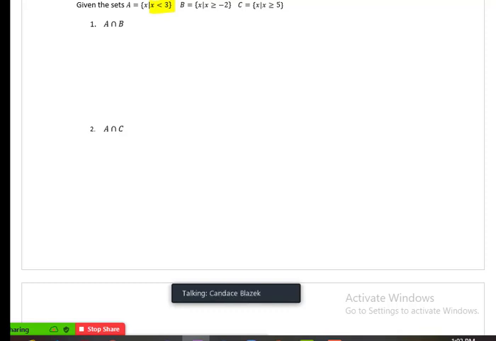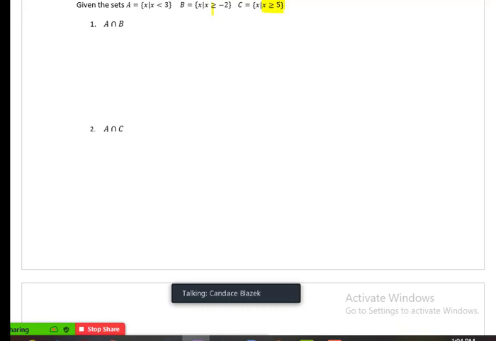We have our set B. All right, B, we would read this as B is equal to the set of X, so all values, such that this part here describes set B, such that X is greater than or equal to -2. And then we have set C. And C is the set of all X such that X is greater than or equal to 5. All right, so C is going to be all of the values that are greater than or equal to 5.